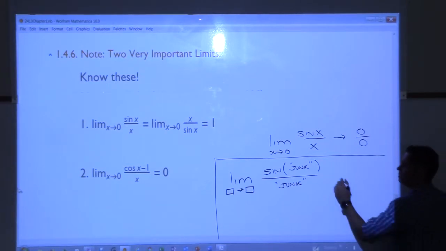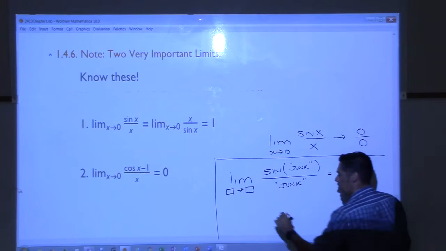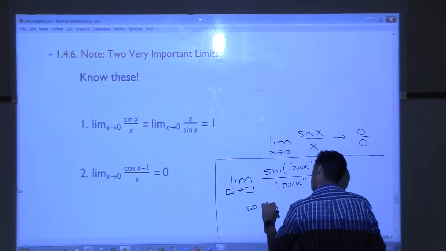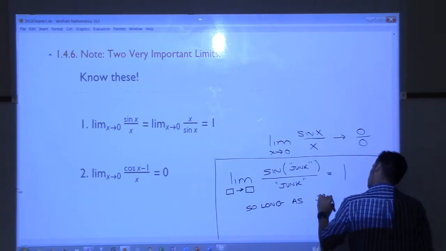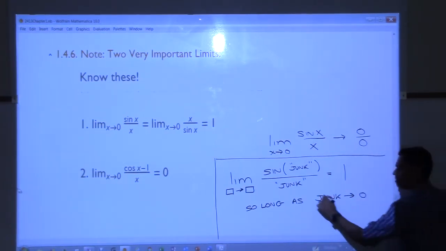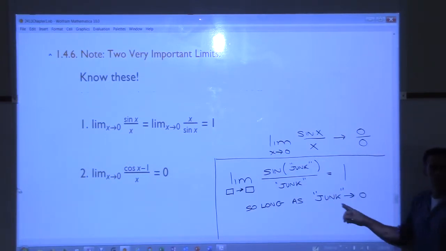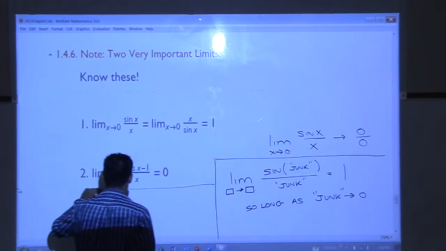So it doesn't really even matter what this is. This answer will always be 1 so long as the junk is going to 0. All right, so long as your junk is going to 0 when you take the limit. So let me explain what I mean in a specific example, all right? So I'm going to leave this all up here. So I'm going to do my example over here.